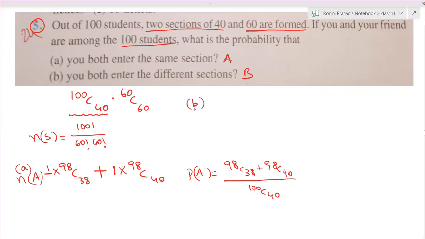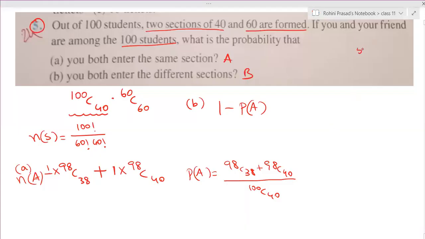Next, B. You both enter in different sections. See, this is the probability that both enter in the same section, and the other one is that you both enter in different sections. Once you get this answer, 1 minus P of A will be the answer. That's how you do it.